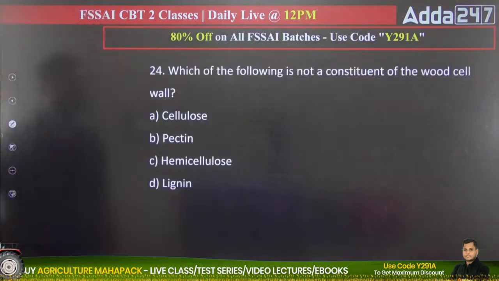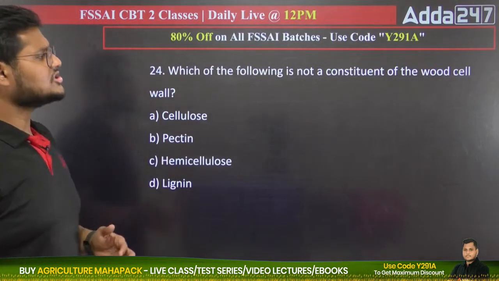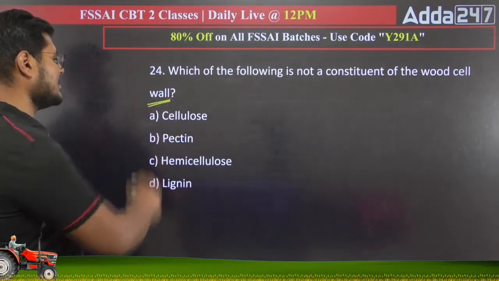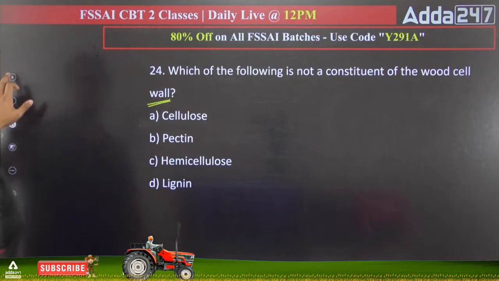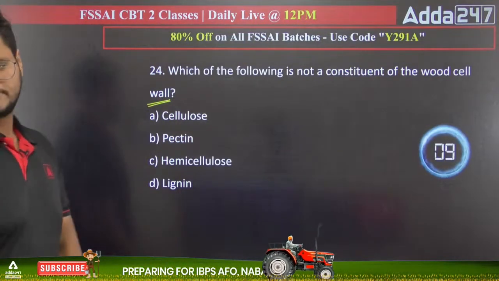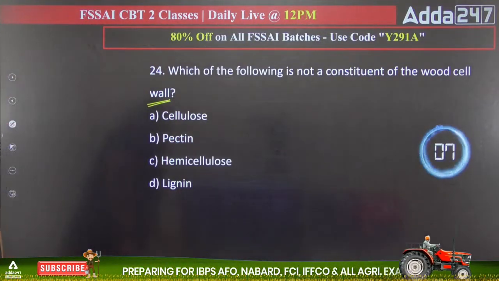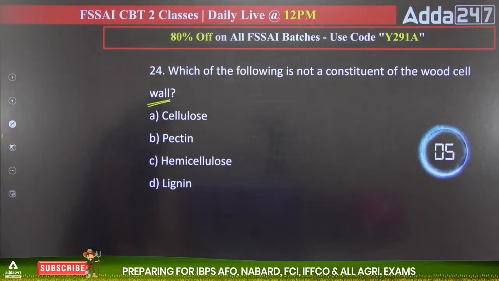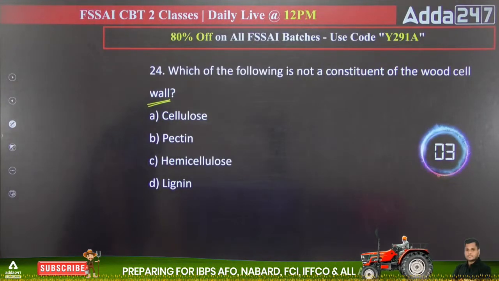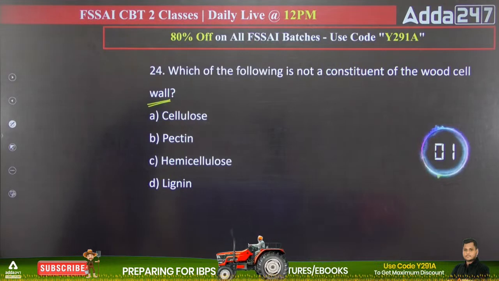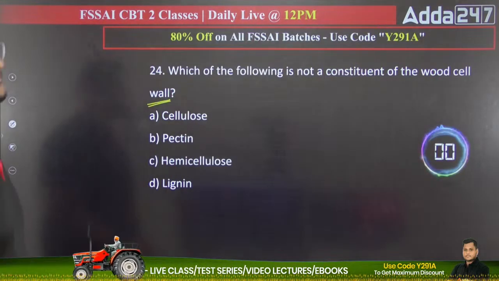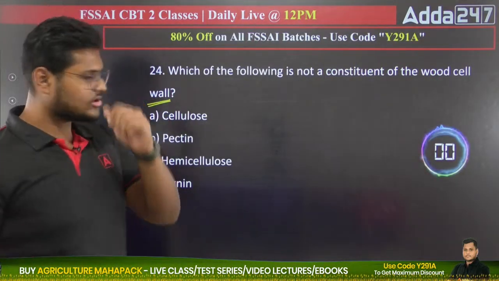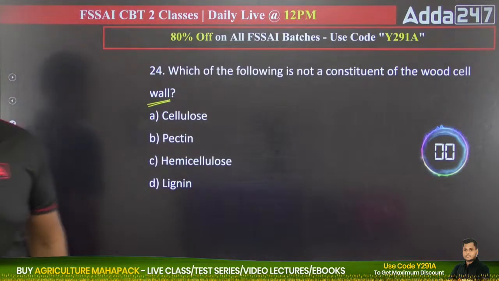Okay. Next, which of the following is not a constituent of the wood cell wall? Cellulose, pectin, hemicellulose, lignin. There are 4 options here. Come on. Answer, guys. Which of the following is not a constituent of the wood cell wall?